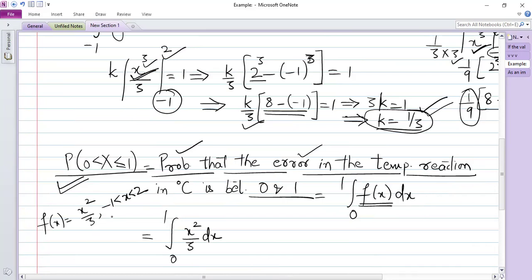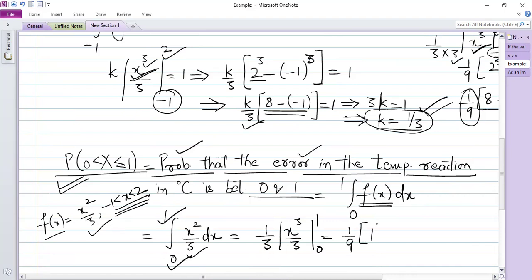Yes, okay. So in this range, f(x) is nothing but x squared by 3. And obviously x from 0 to 1 lies in this range. So that's why our f(x) is x squared by 3. Further, it is nothing but 1 by 3 times x cube by 3 between 0 and 1. So this is 1 by 9. And here it is 1 cube minus 0 cube, which is nothing but 1 by 9. So this 1 by 9 is the probability that the error in the reaction temperature is between 0 and 1. Okay.